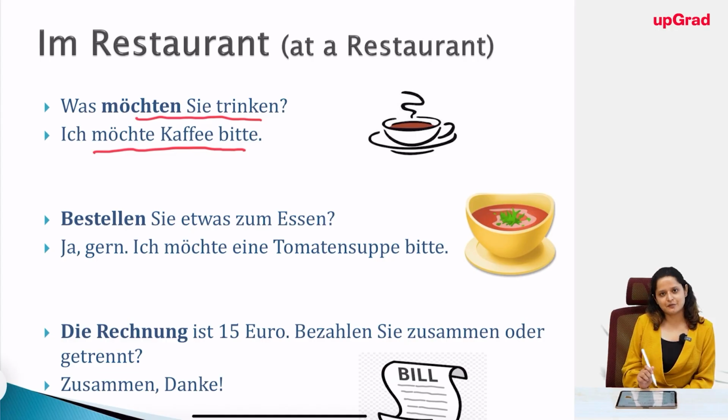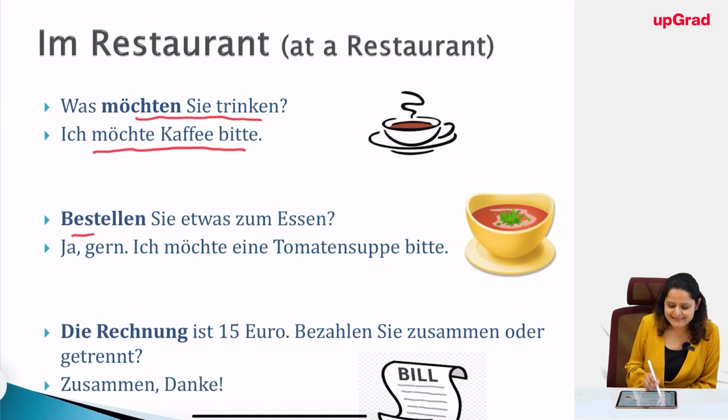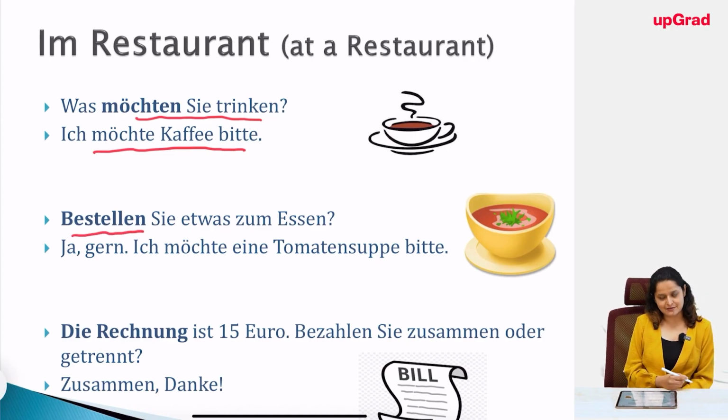The next question that we have here is, bestellen Sie etwas zum Essen? So the word bestellen means to order. So this is normally a question that gets asked in restaurants where the server asks you if you would like to order something to eat. So the word here is bestellen. Make sure you remember this. Bestellen can also be used in context of ordering food deliveries. So the question is, bestellen Sie etwas zum Essen? The response is ja gern, that is yes, I would like to.